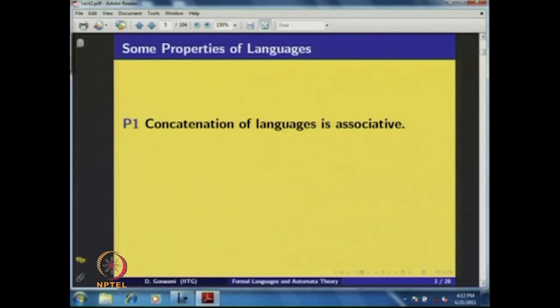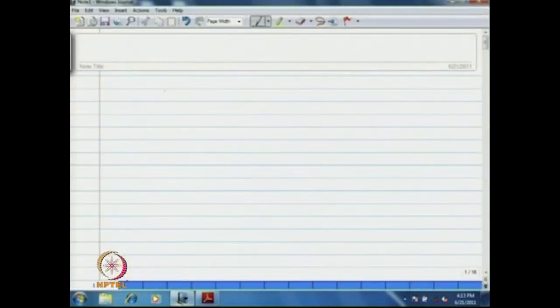We find that concatenation of languages is associative. We have already shown it. That means, if L1, L2 and L3 are languages, then L1 concatenation (L2 concatenation L3) is equivalent to (L1 concatenation L2) concatenation with L3. We have already shown it.